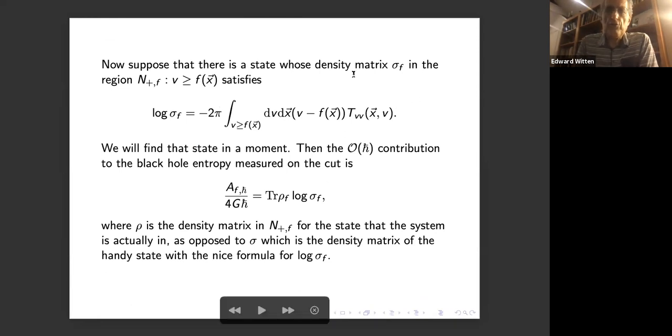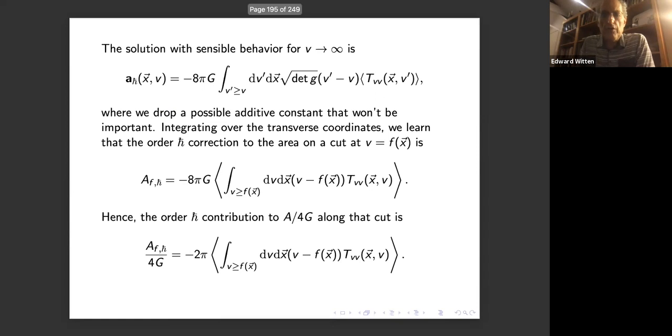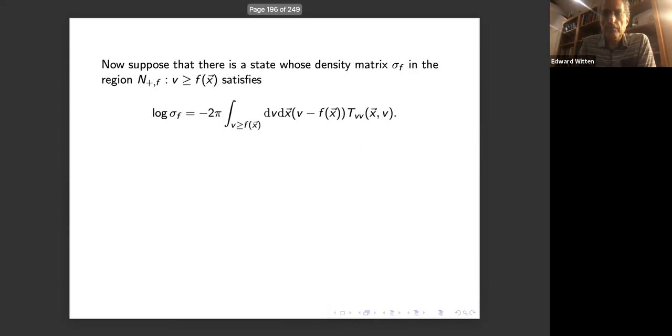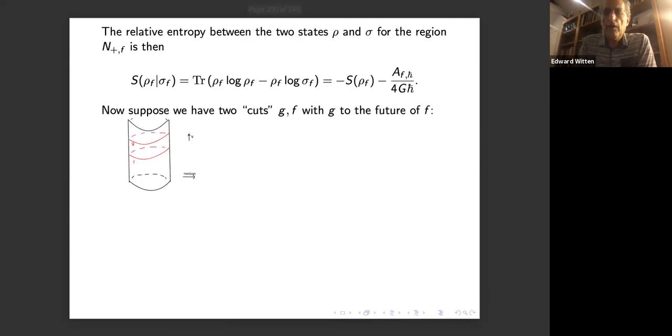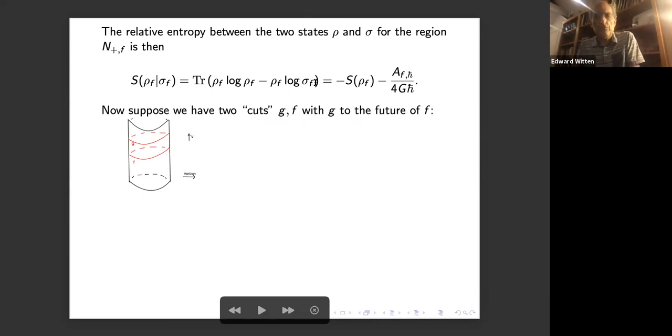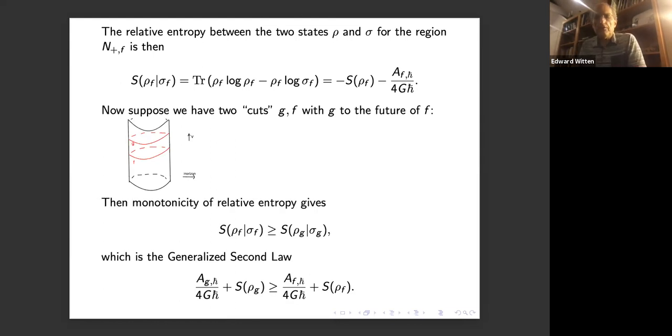We need a quantum state such that its density matrix sigma f to the future of any cut has this logarithm. And what that formula is good for is that when we solved Einstein's equations, we got a formula for the change in the area along a cut in order h bar. And if there is a state whose density matrix is this, then the area change can be written as the trace of rho log sigma for density matrices to the future of the cut f. And that's the last step in proving the generalized second law.